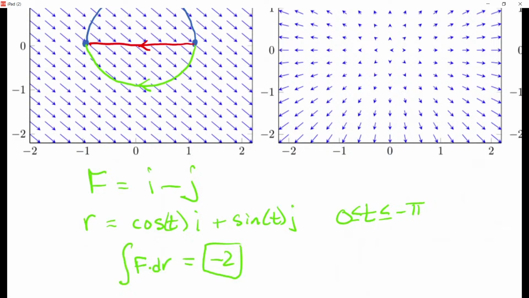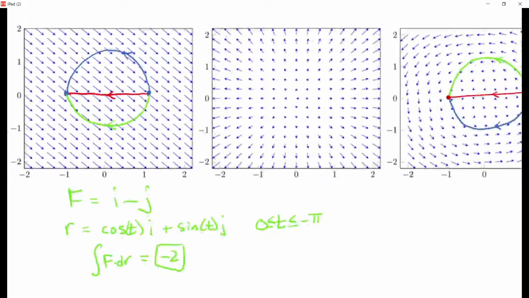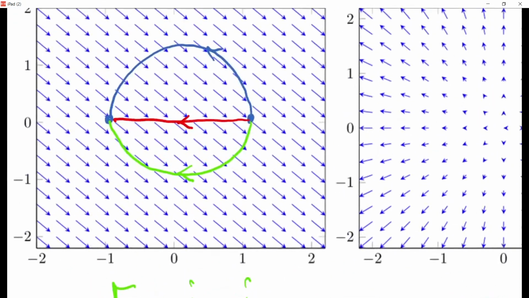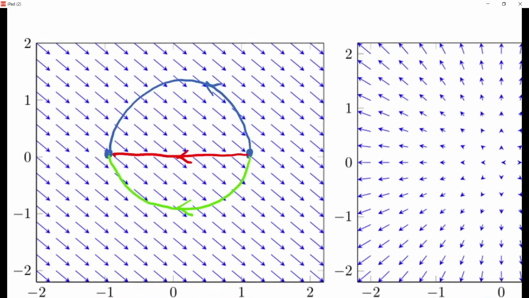So this vector field is special. It turns out that it doesn't matter what path you take between these two points. So if you start over on the right and end over on the left, it doesn't matter what path you take. You could go some crazy path through this vector field.